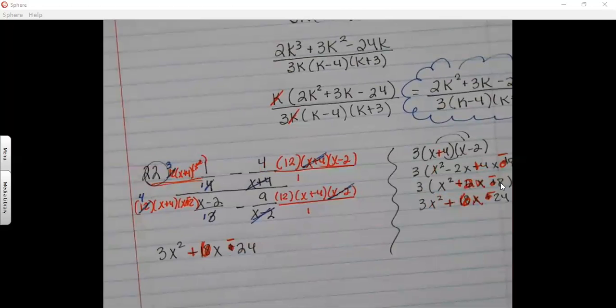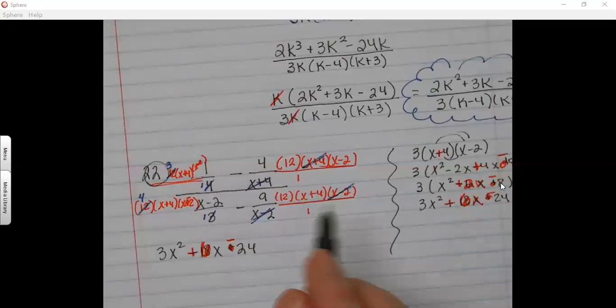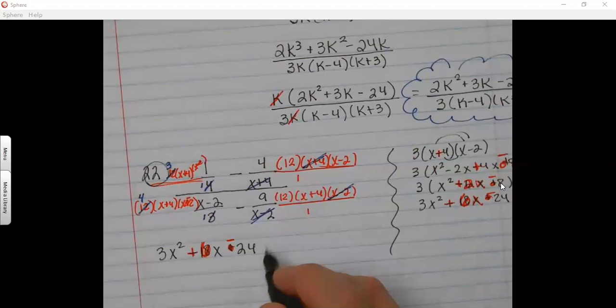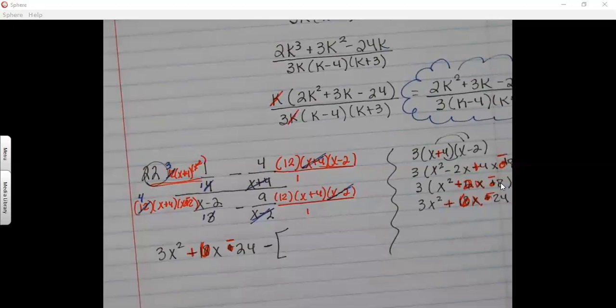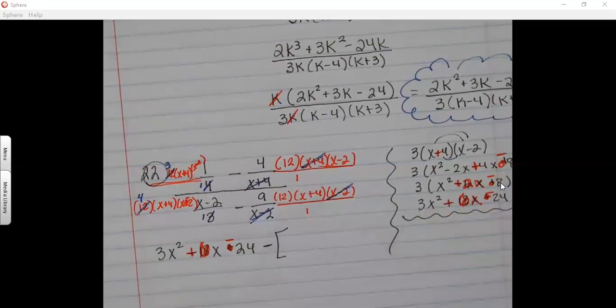Right, cool with that? Okay, so now I am subtracting whatever is left in that top right fraction, not just the first term, everything that's left. So I'm going to open a parentheses or a bracket up there, because I'm going to need to distribute that negative. If there's more than one term, I have to distribute the negative.